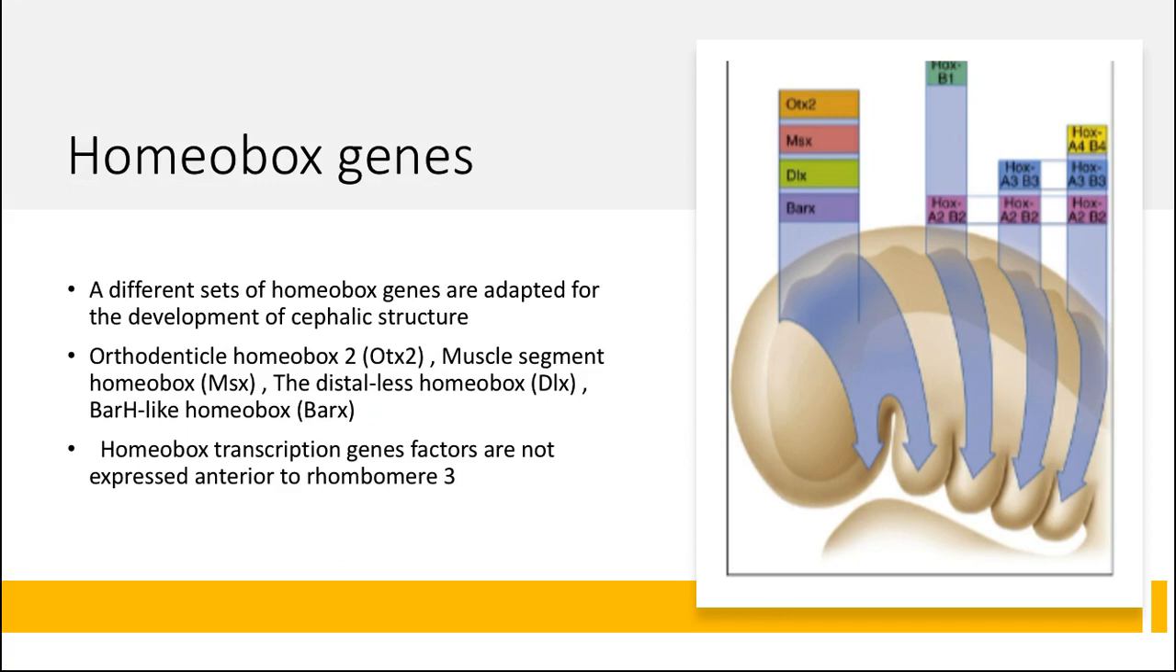orthodenticle homeobox 2, muscle segment homeobox, distal-less homeobox, and bar H-like homeobox. These are the different homeobox genes which help in cephalogenesis. Homeobox transcription factors are not expressed anterior to rhombomere 3. Common signaling pathways. Some neural crest cells require instruction from their local microenvironment. This required instruction involves common signaling pathways like hedgehog, SHH or sonic hedgehog, fibroblast growth factor, and bone morphogenetic proteins, BMP.